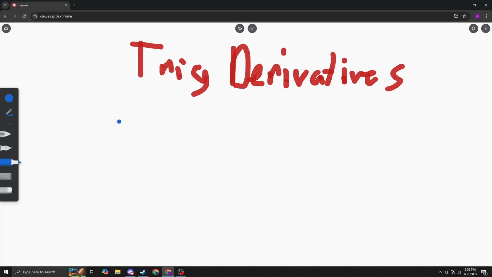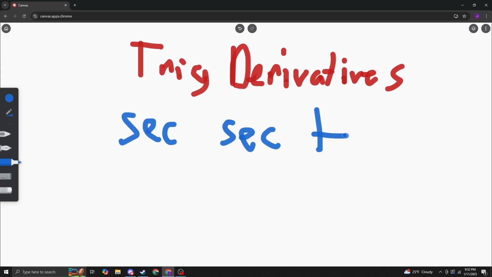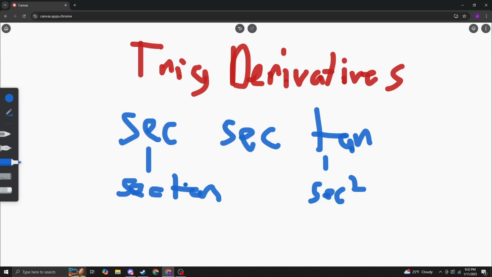And a little trick for remembering the rest of them, because they're not as straightforward, is we'll write it out like this. Secant, tangent. The derivative of tangent is secant squared. You see where I'm going with this. The derivative of secant is secant tangent. So you take anything here, the derivative is multiplied by the other two, and it works the same for our next little set.